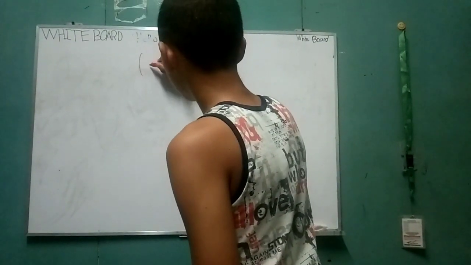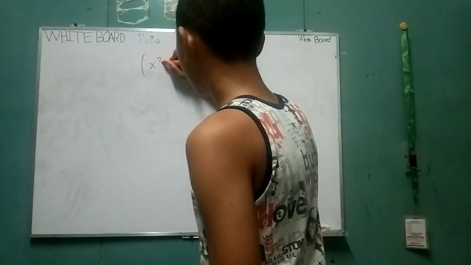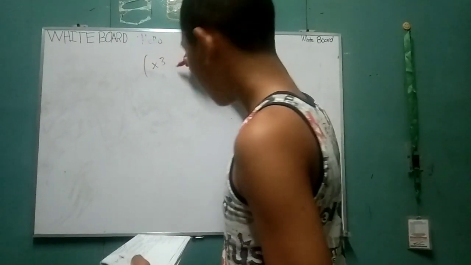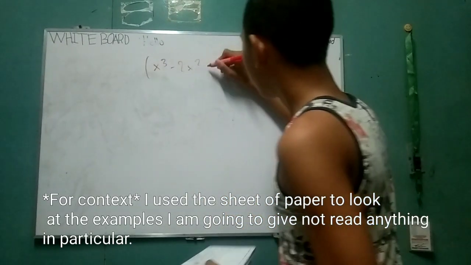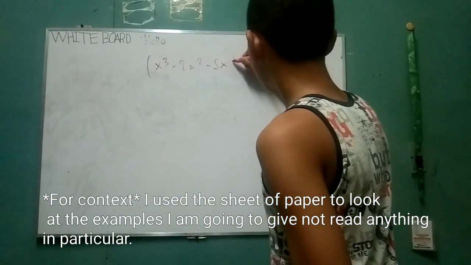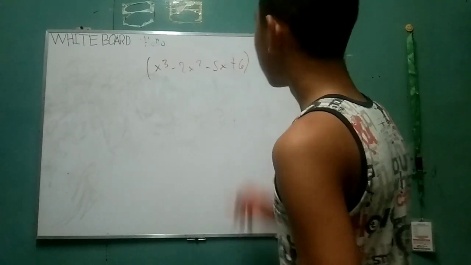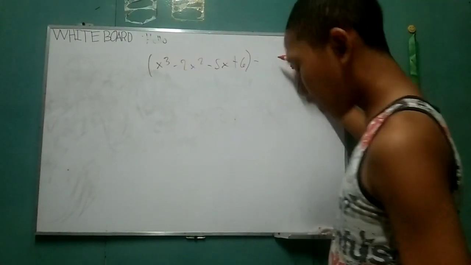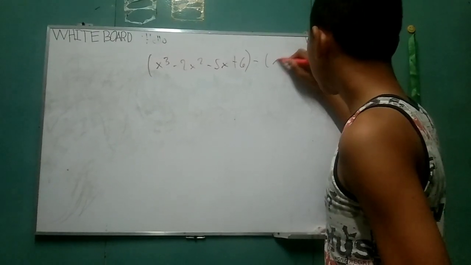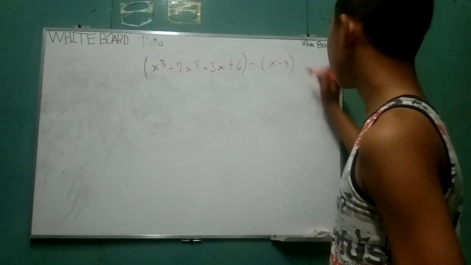So we have x cubed minus 2x squared minus 5x plus 6. This is our first function. Now, we divide it by x minus 3.